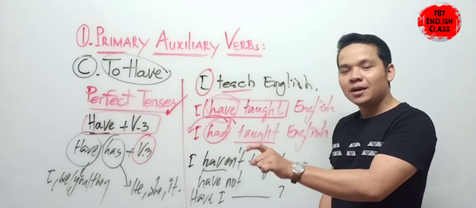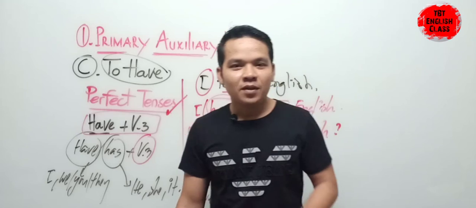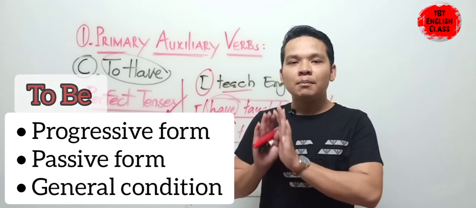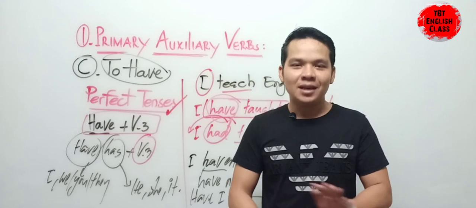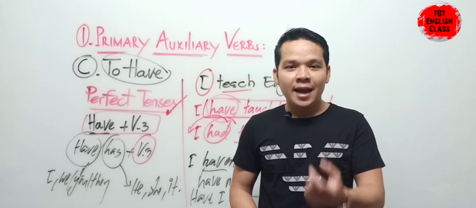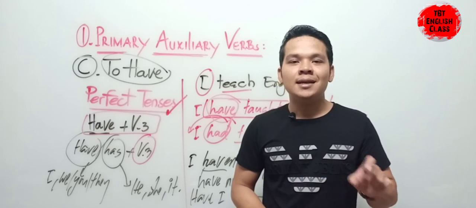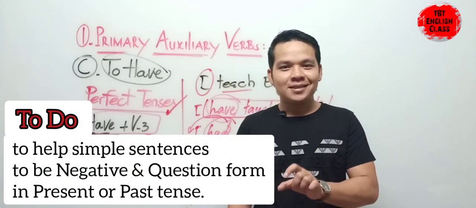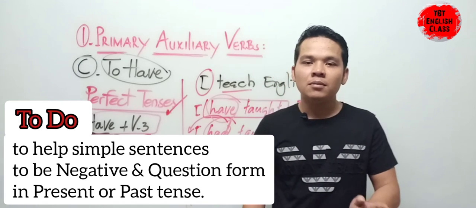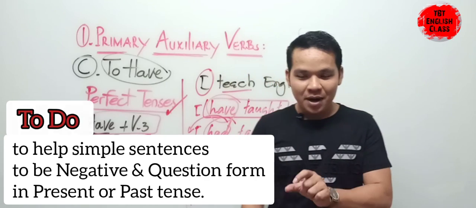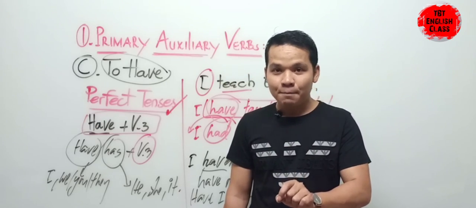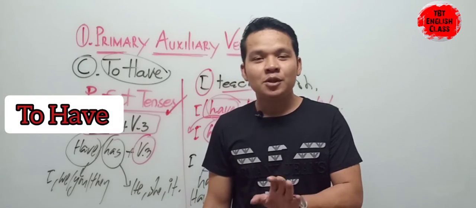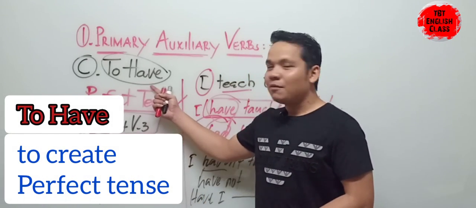So this is the lesson that I want everyone to learn about primary auxiliary verbs, about verb to be, verb to do, and verb to have, you know. So to summarize, verb to be we use to create progressive form or passive form or general condition with present time, past time, or future time, that's okay. But when we want to create progressive form or passive form, verb to be is importantly used. And then verb to do, we use primary auxiliary verb to do to make a simple sentence negative form, question form in present time or past time by do or does or did. Okay, and about the last one, verb to have. We use primary auxiliary verb to have to create perfect tense only.